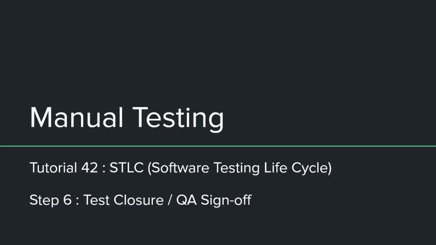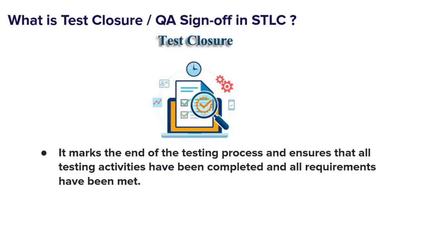In today's session, we will see about the last phase of STLC, that is called the test closure step. So test closure. Once you complete the test execution as a tester, and once all the defects are fixed, finally we conclude with the test closure. So what exactly is the test closure activity?